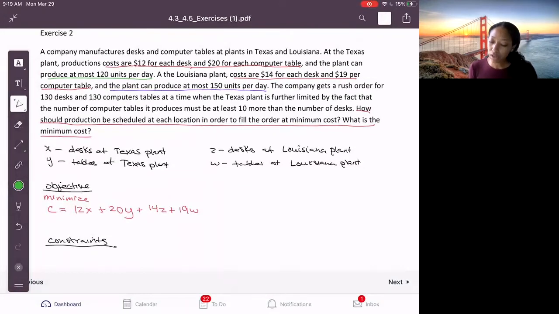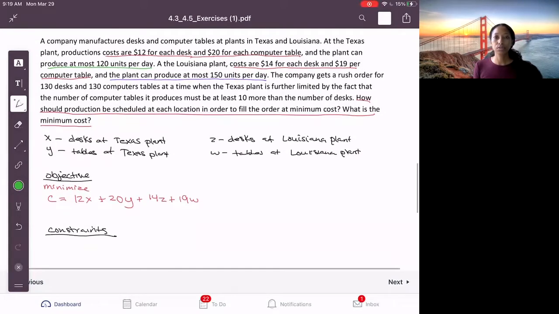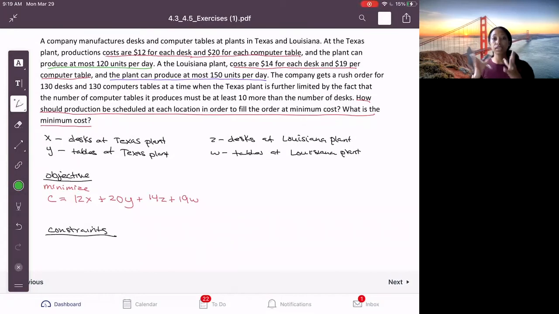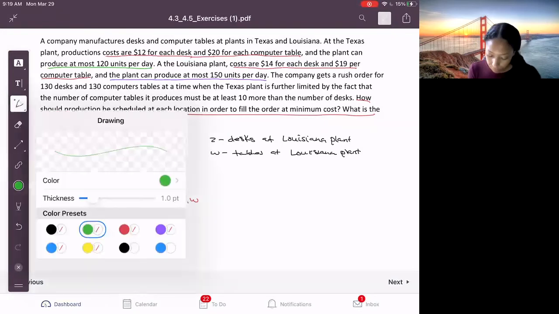So in green, we have in Texas, they can produce 120 units per day. Units mean either a desk or a computer table. When we put those things together from the Texas plant, should be no more than, or at most, 120. So which of our variables represent things coming from the Texas plant? That would be X and Y. So when we add X and Y together, the number of units produced in the Texas plant, this has to be less than or equal to 120. Because we're told we can produce at most 120 units from that plant each day.